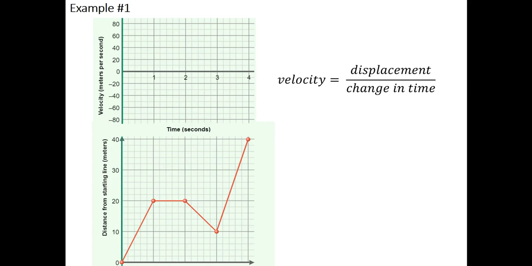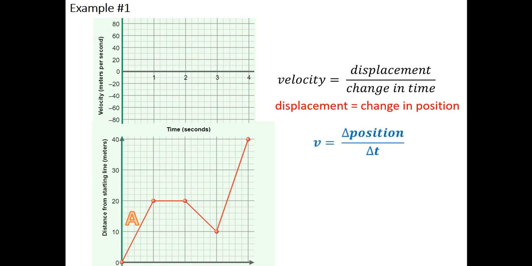Also from your notes yesterday, you should know that velocity is equal to the displacement divided by the change in time. And remember that displacement just means a change in position. How far away from the starting point are you, or from the previous point? So we can say that v is equal to delta position, or the change in position, divided by our change in time.